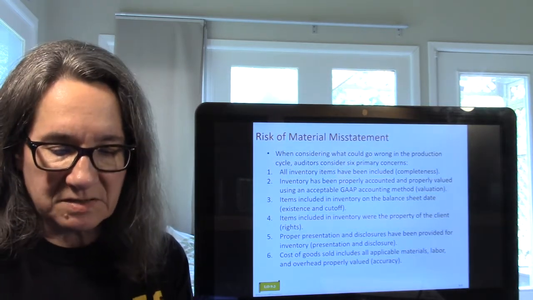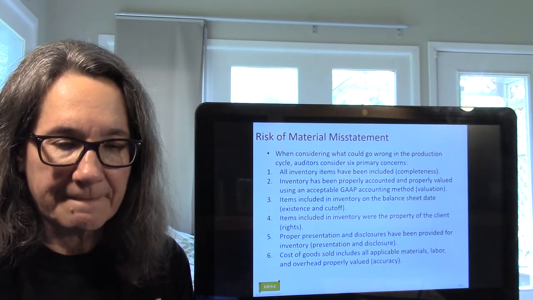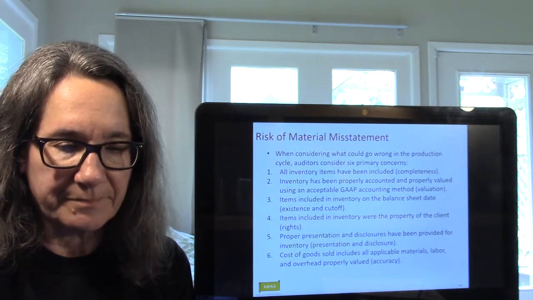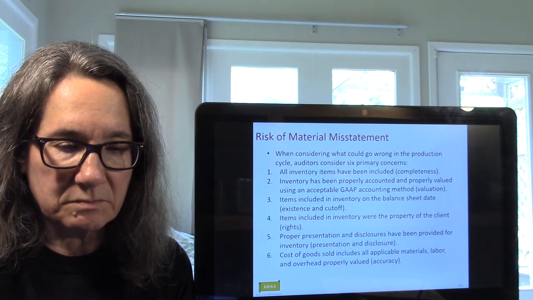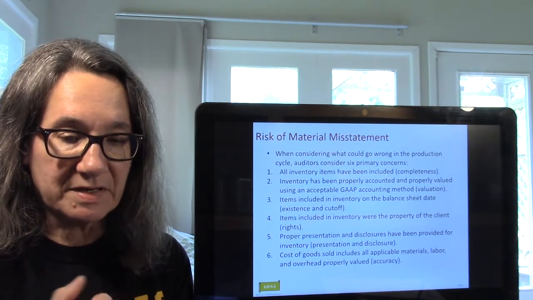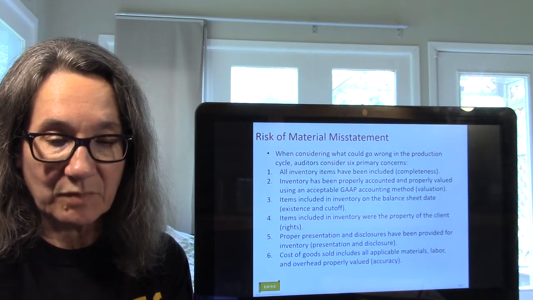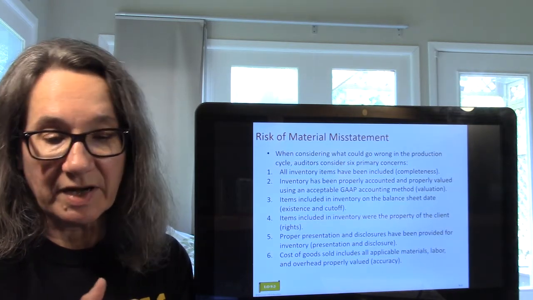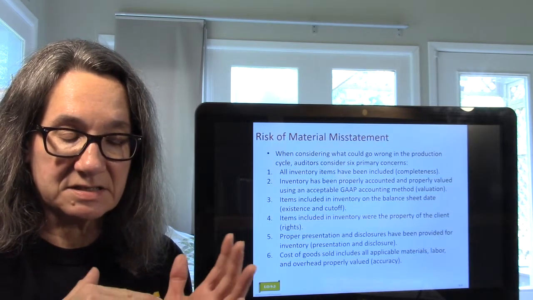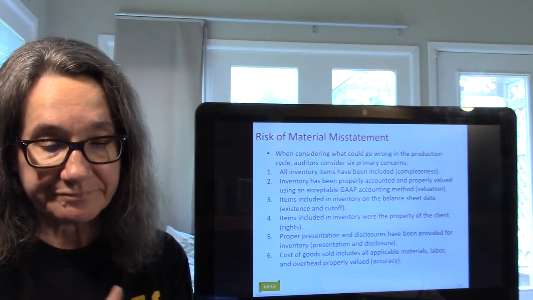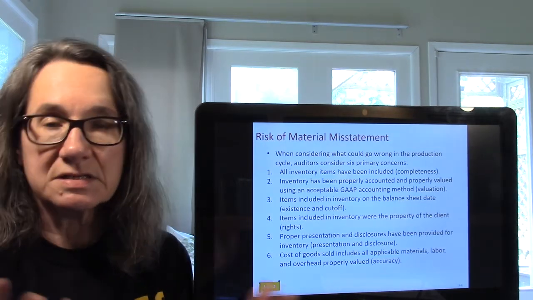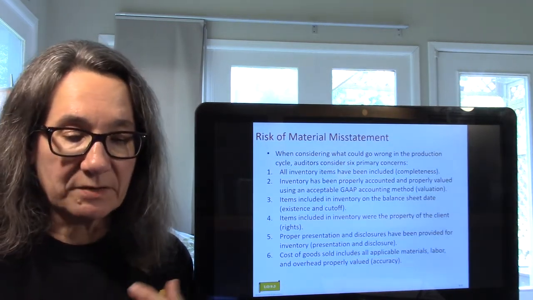So the main risk of material misstatement is that you need to consider your 6 primary concerns, right? So you're trying to understand this. All the inventory is included. Completeness, not a very high risk. It's been completely properly accounted and properly valued, right? Valuation, pretty high risk. Items included in inventory on the balance sheet date, existence and cutoff, big risk. They actually are the property of the client. Like I said, some things can be on consignment. That's not as big a risk, but it's certainly possible.